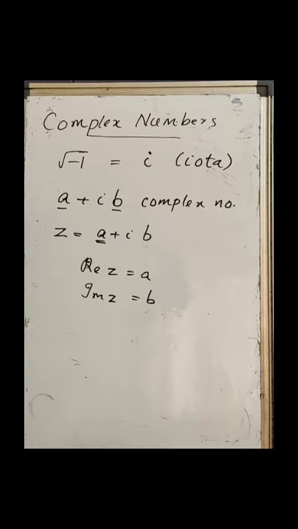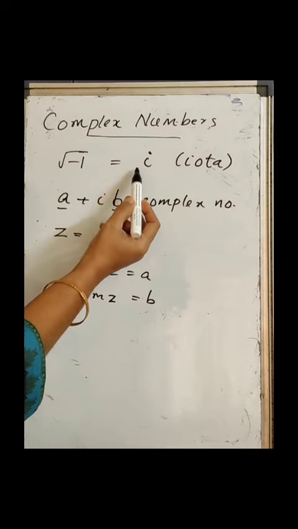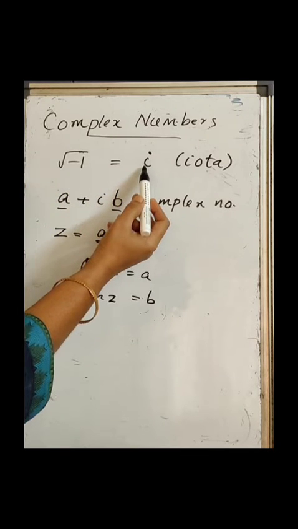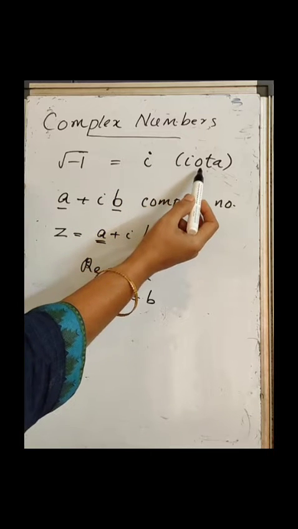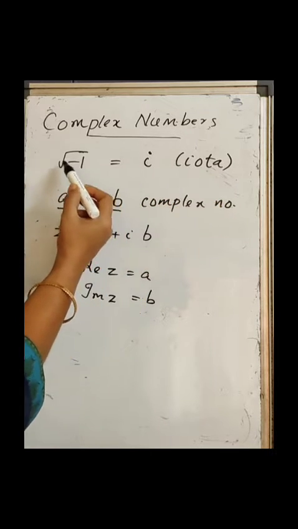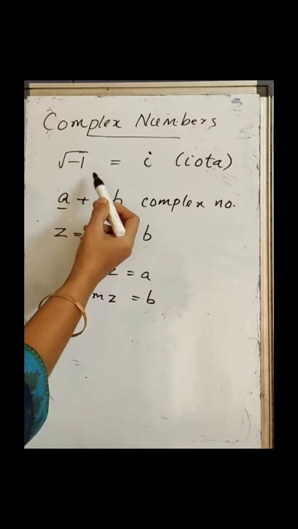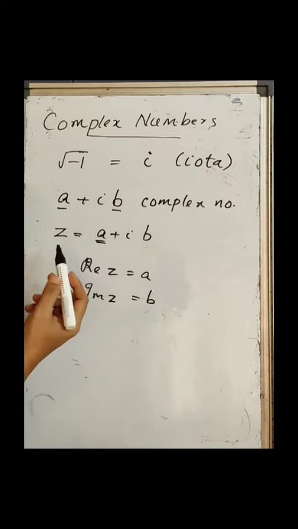Some important points in the chapter Complex numbers. Root of -1 is equal to i. Here i stands for the Greek letter iota. Here root of -1 is considered as an imaginary number.